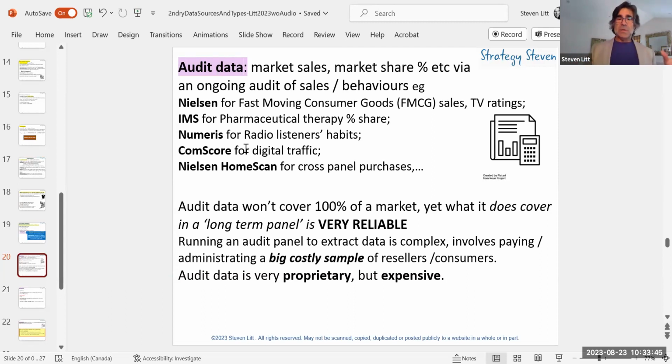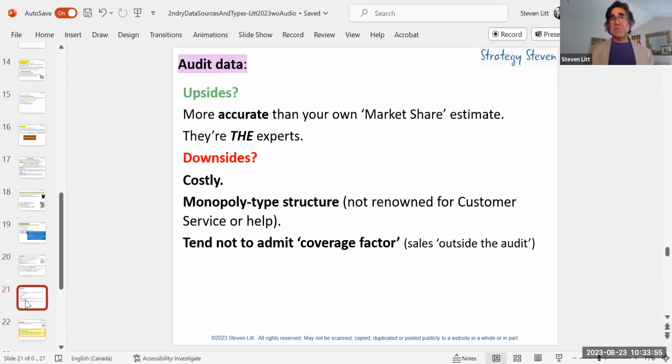So please consider that audit data will be proprietary data, but pretty pricey audit proprietary data. So upsides: more accurate than anything you can gather, and they are the experts on this information. Plus they have the trended background. So you can not only tell what market share is, you can look back a year, 2 years, 3 years, find out what the trend was for a segment of the market or a brand, which is very insightful.